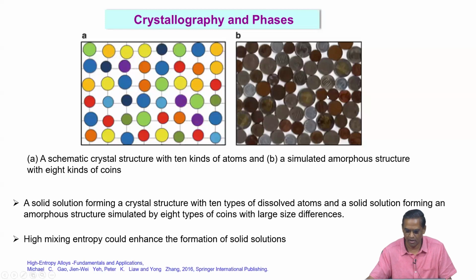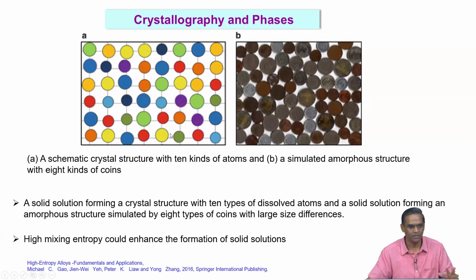Okay, ordered or disordered, you can say that. So one, you can always call an amorphous structure. This is an ordered crystal structure. Okay. So in metallurgical terms, we call this a solid solution forming a crystal with 10 types of dissolved atoms. Why do we say dissolved atoms? Different atoms occupy the same lattice. Though the atoms are different, they occupy the lattice positions of the parent or matrix, whichever we define.